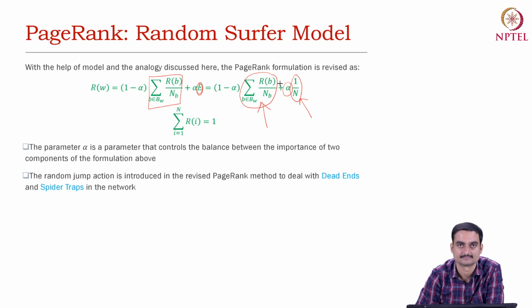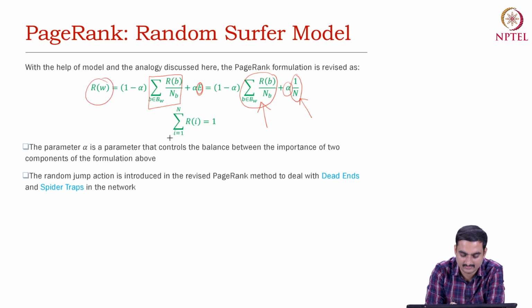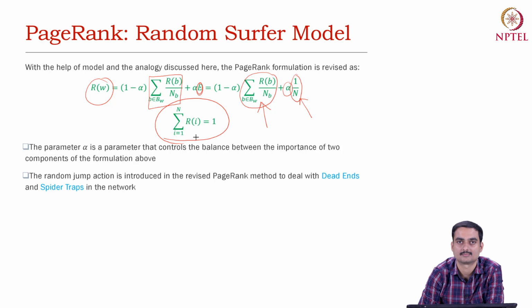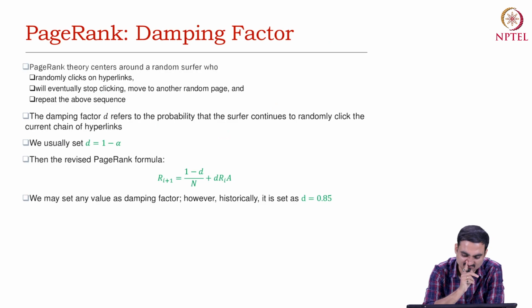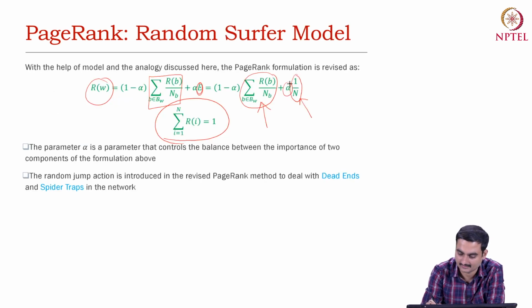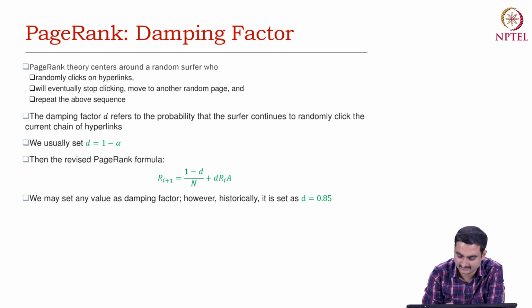This alpha is called a damping factor, right? And we make sure that after every iteration the sum of the PageRank values would be 1, and therefore, of course, the PageRank of an individual node would be between 0 and 1. Okay, so this damping factor alpha, people basically consider 1 minus alpha as the damping factor. So damping factor D is equal to 1 minus alpha, but it doesn't matter. Alpha and D are basically kind of the same, right? So generally we set D as 0.85. There is no theoretical reason behind this, but historically, empirically, it has been set as 0.85.